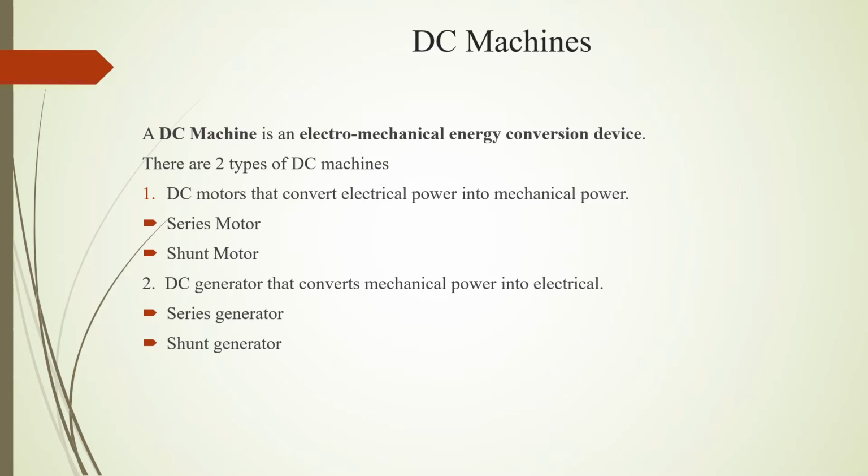There are two types of DC machines. First one is the DC motor, which converts electrical power into mechanical power. The DC generator converts mechanical energy to electrical energy. While considering the types of DC generators, we have the series generator and shunt generator. Similarly, for the types of DC motor, there are two types: the series motor and the shunt motor.